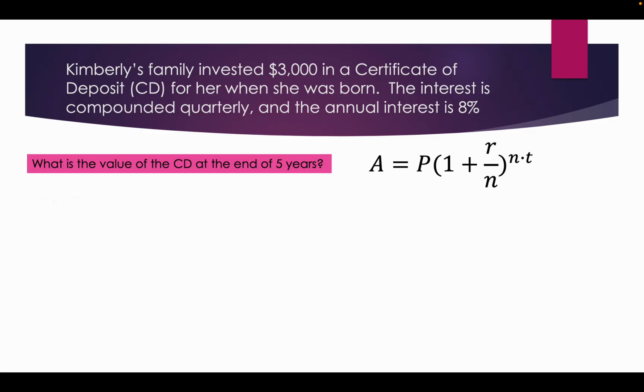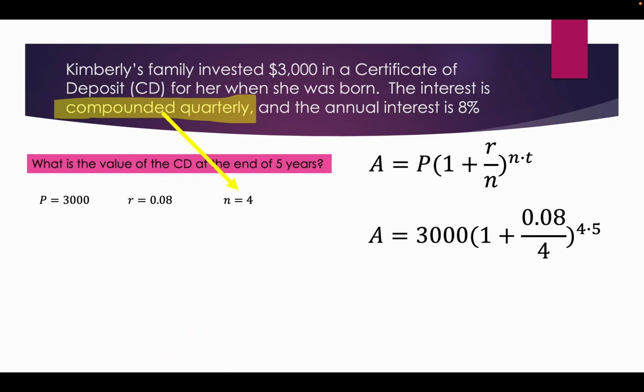We've got our formula here. P is the initial amount invested, the $3,000. R is our rate, 8%, so we'll use 0.08. N equals 4. We got that because it says compounded quarterly. Quarterly implies 4. So we plug all those numbers in. P, 3,000. R, 0.08. N, 4. And T, 5 years. We calculate that on the calculator. I'll let you do that. 4,457.84.